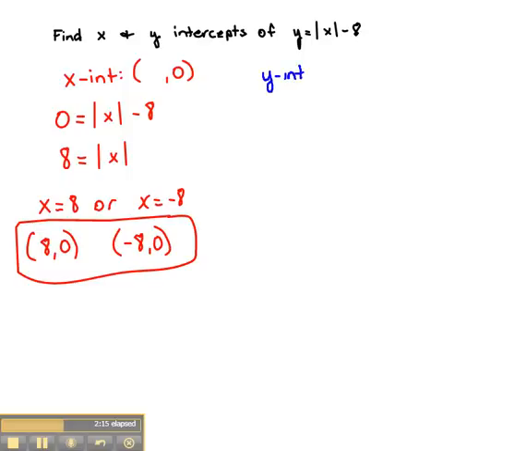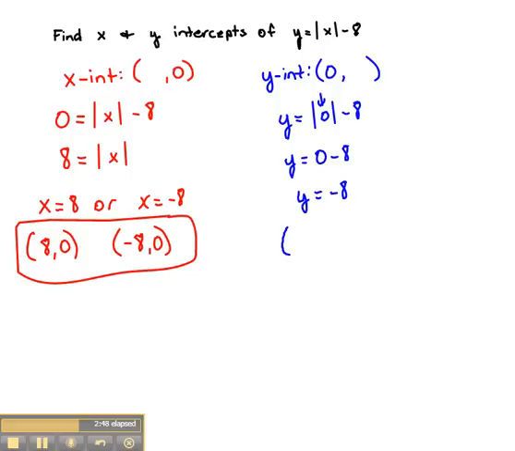Now for our y-intercepts. For every single y-intercept, they all have in common that the x value is 0. So we can use that too. We can say y will equal the absolute value of 0 minus 8. Now remember, absolute value means distance from 0. So this literally says how far from 0 is 0. Well, that would be 0 units. So the absolute value of 0 is 0, minus 8 is negative 8. So our y-intercept is the point (0, -8).